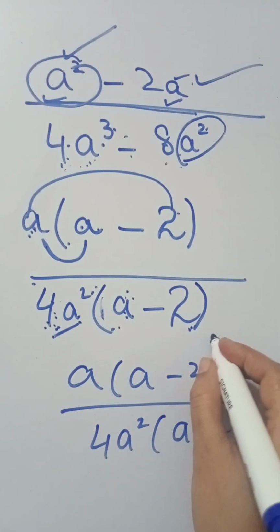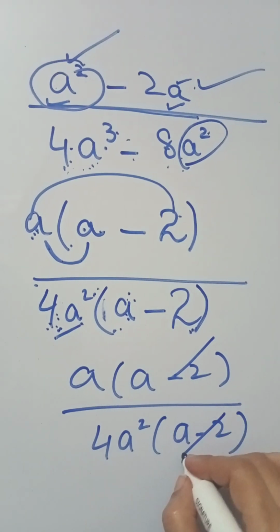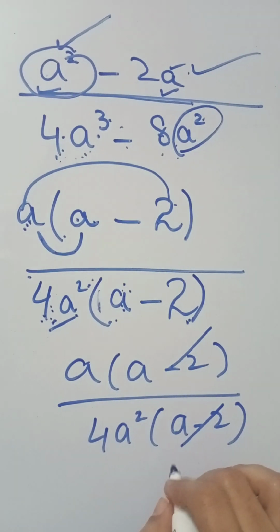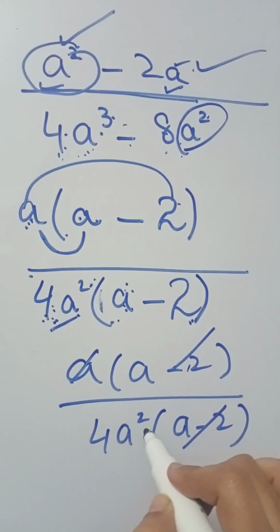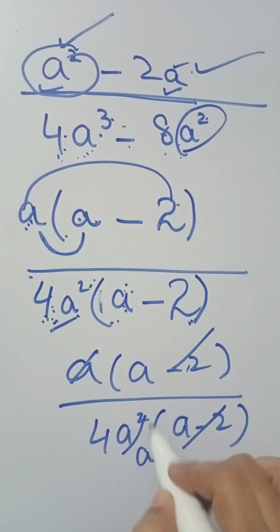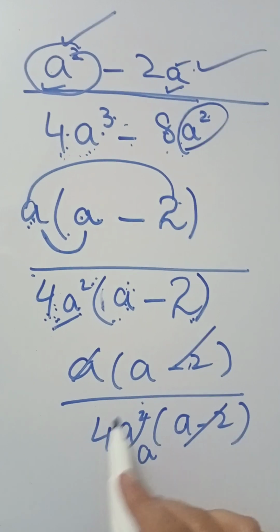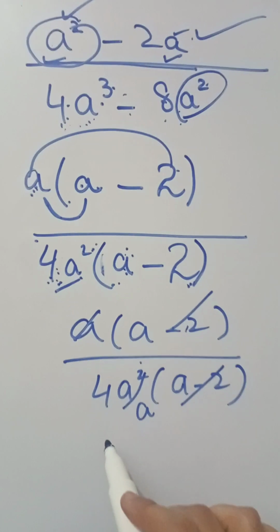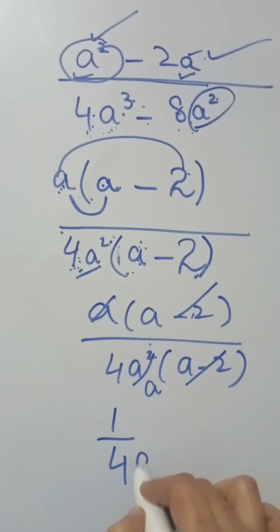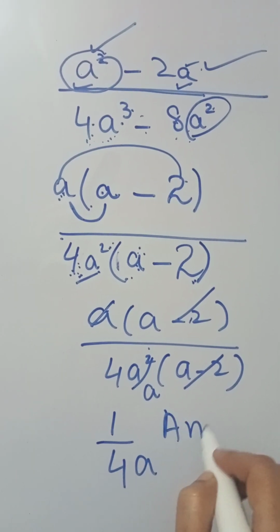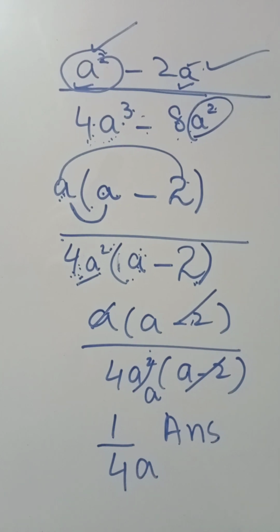As we know, the denominator should be cancelled by the numerator. So this is cancelled by this, and here 2 minus 1 becomes 1. So our answer is now 1 upon 4a. The remaining terms are considered as the answer.